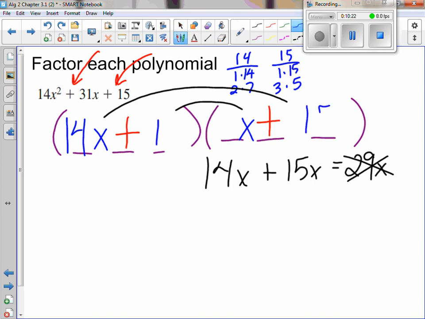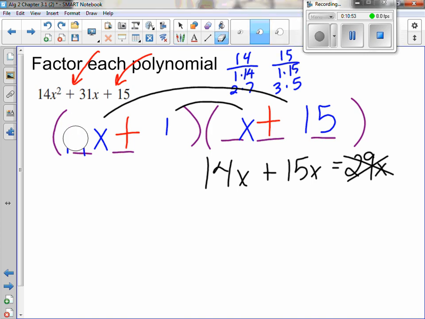1, 15. 14 times 15. Is that going to be bigger than 31? Yeah, so we can just end that right there. Okay. Now the question is, do we want to switch out the 14 and 1 with its other factor or the 15 and 1? It doesn't matter. Which one do we want to try first? Do we want to switch to 2 and 7 or 3 and 5? Let's do 2 and 7. See if that helps.